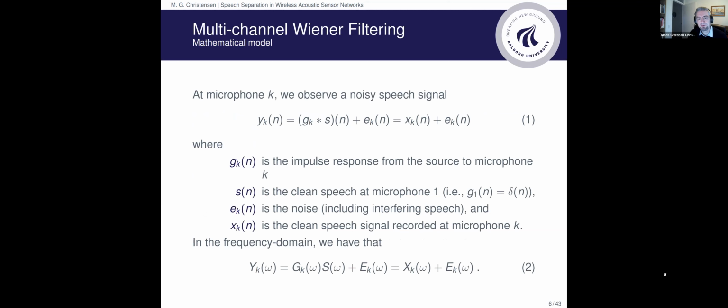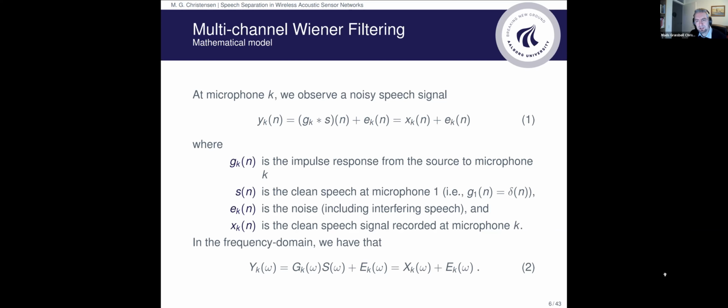Okay, so at microphone K here, we observe a noisy speech signal, and S_n is what we call the clean speech at microphone 1. G_k is the impulse response from the source to microphone 1, and E_k is the noise, which I'm using the term noise broadly here to include not just diffusive and stochastic noise sources, but also interference speech. And then we will absorb the impulse response for the different channels with the speech, such that we have an X_k, which is the clean speech signal recorded at microphone K.